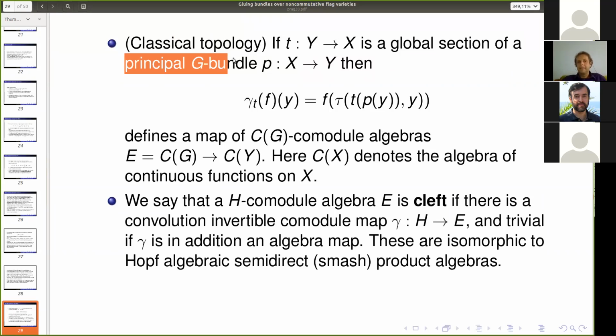So for example, if you have a principal bundle which is trivial, where we want to glue everything from locally trivial pieces, then there is a section. There is a global section. A global section means that you have a trivial principal bundle.